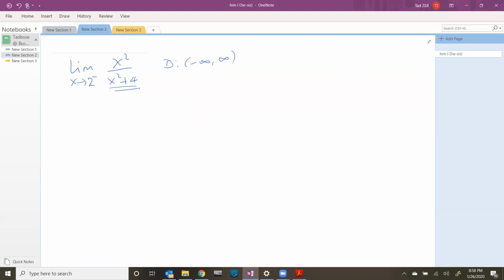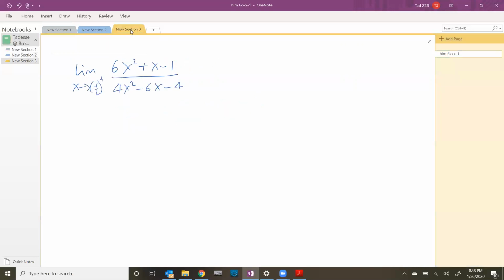So even if it's a one-sided limit, the limit becomes what? The value. So I would say 2 squared over 2 squared plus 4, which is 4 over 4 plus 4. So 4 over 8. So the answer is what? 1/2. That will be the one-sided limit. Let's say a similar example.